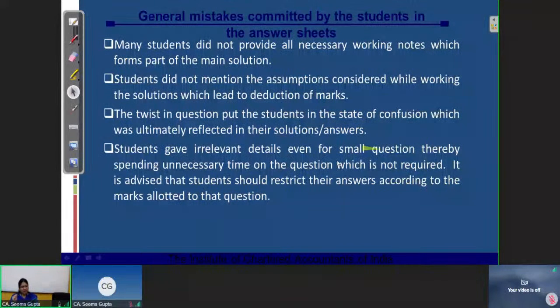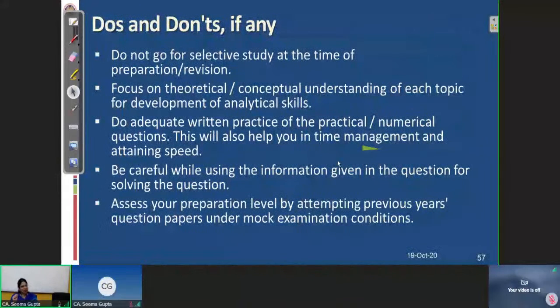Don't go for selective study. Focus on theoretical or conceptual understanding of each topic, as I have already discussed. Do adequate practice of practical or numerical questions. This will also help you in time management, retaining speed.